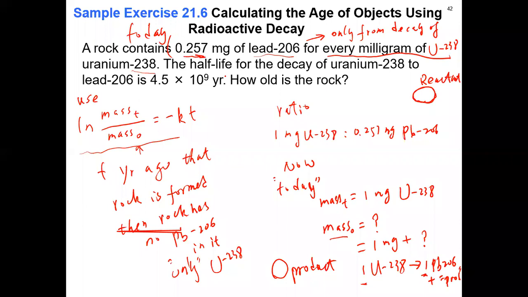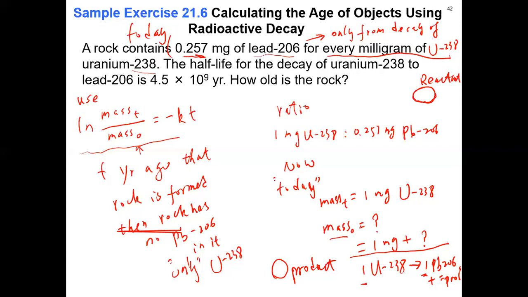So therefore, we can just take this ratio as how much uranium we have, and say if we have 1 milligram, then we will have that amount of lead. That amount of lead is coming from the uranium. So at the beginning, when the rock is produced, there is more uranium. How much more uranium is 1 milligram plus how much more, which depends on how much lead we have today. Okay, thank you.